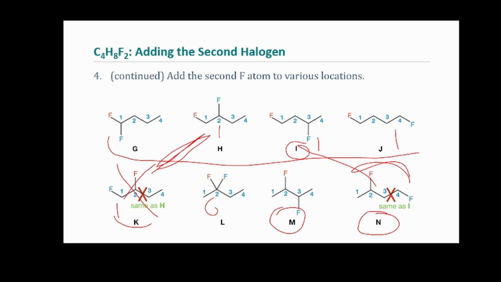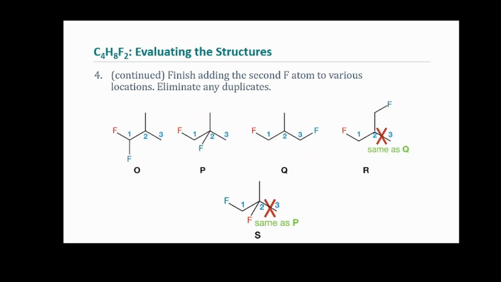Is everybody seeing how you go through and do this? If you need to generate all of them, yes, it is a fairly long process. You're going to finish by adding the second fluorine atom to the various locations, eliminating any duplicates. This is the remaining ones where we did that branch structure. Does anybody need me to go through that, or are you getting the idea? Okay.